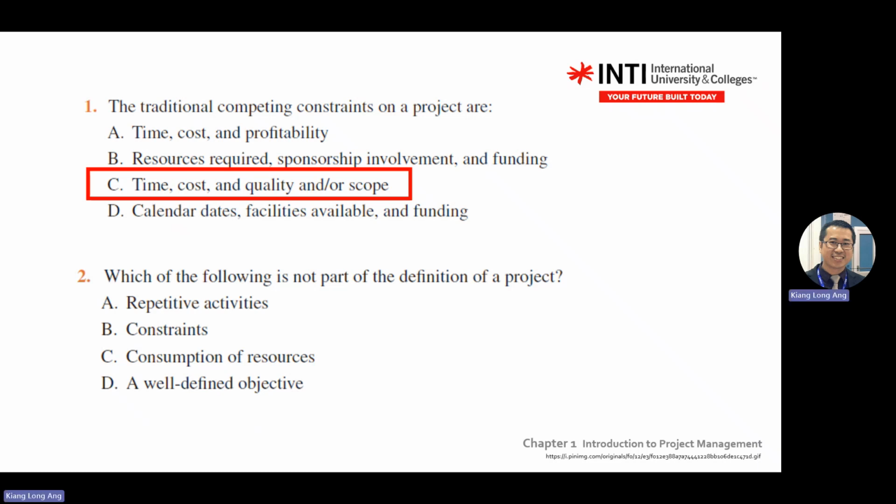The second one, which of the following is not part of the definition of the projects? Okay, yeah. So the definition has constraint, has resources, has objective. But it doesn't have this one.